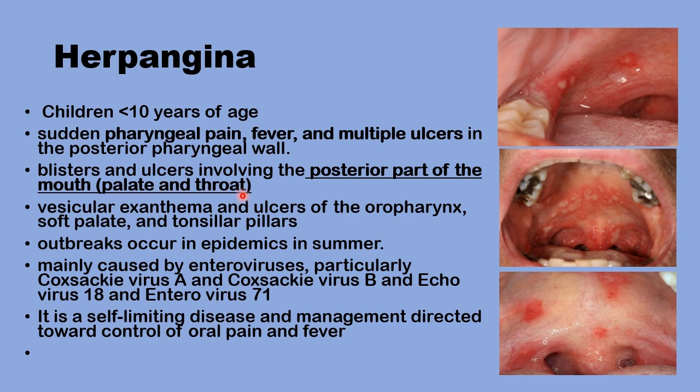They start with vesicles and then ulcers form after the rupture of these vesicles in the oropharynx and the palate and sometimes in the tonsillar area as well. It is self-limiting and the management is directed mainly towards pain control and good hydration and mouth hygiene.